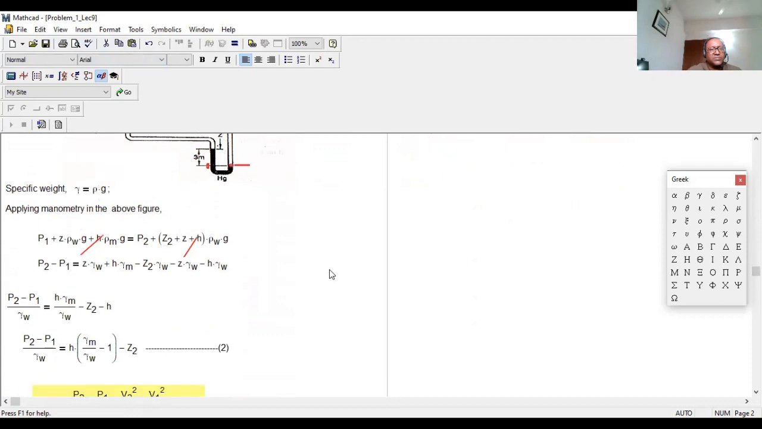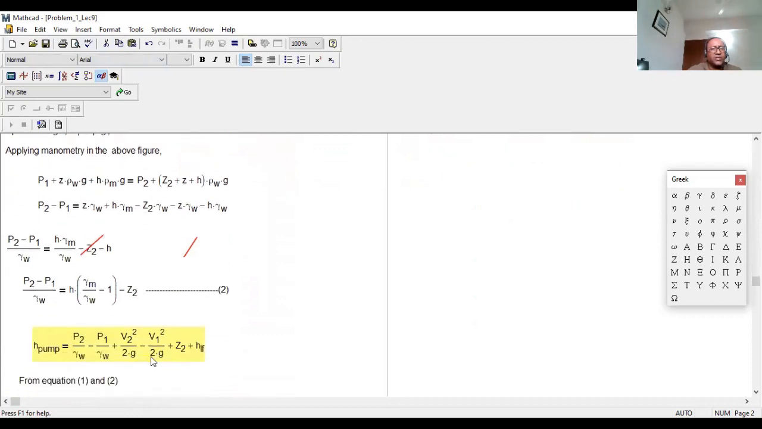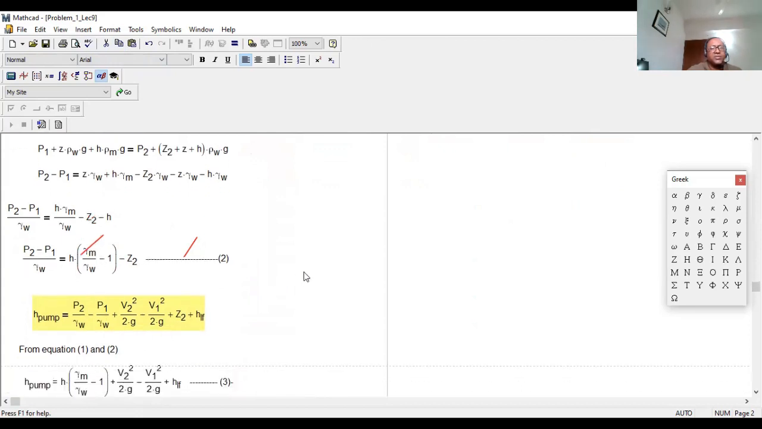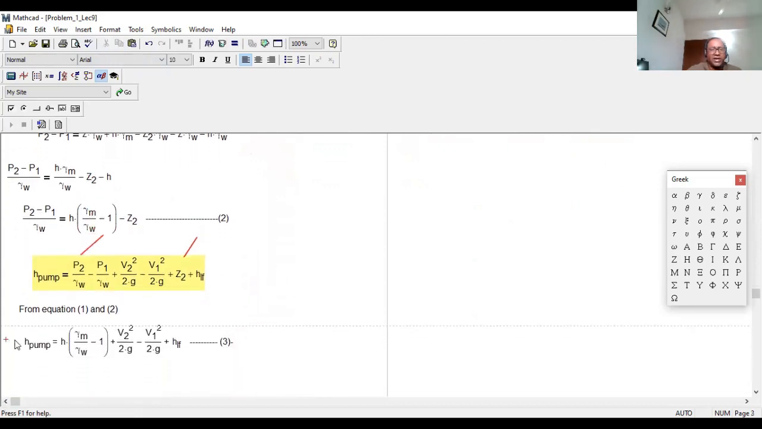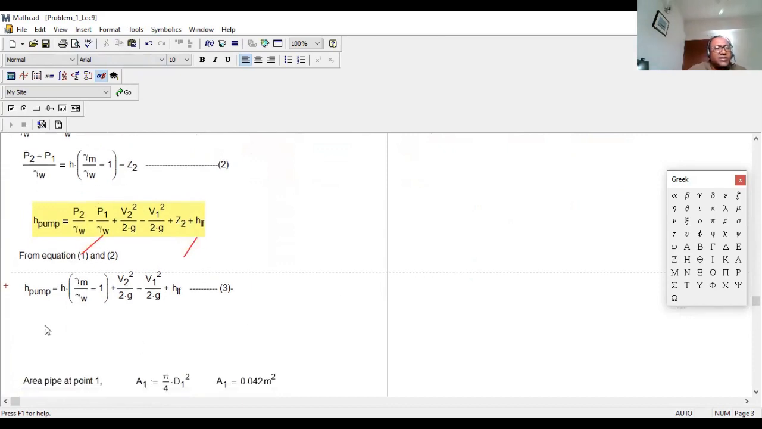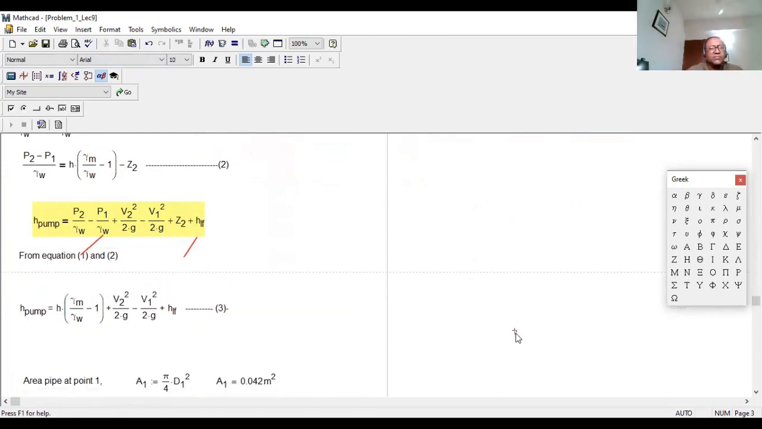Now this value, if we put in equation 1 right over here, I will write down over here. This is P2 minus P1 by gamma. This value is already given. You see this Z2 will be out. So from these two equations, finally you are getting this term. Okay, I'd like to bring it down. So this term you are getting.